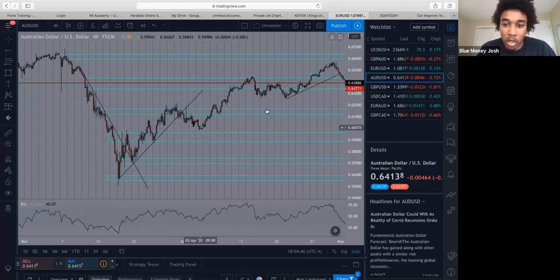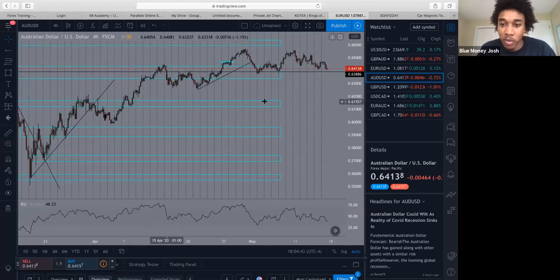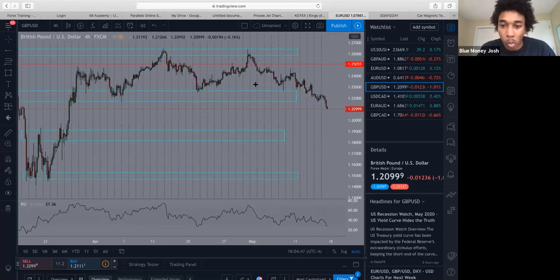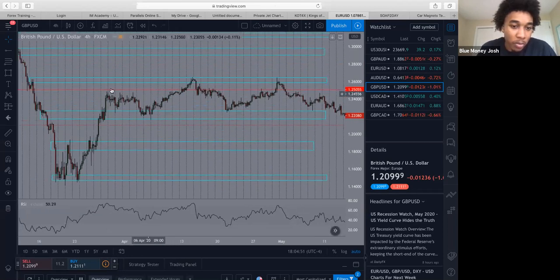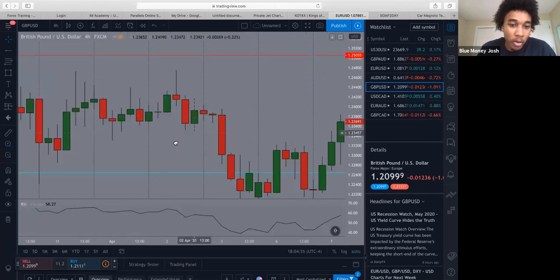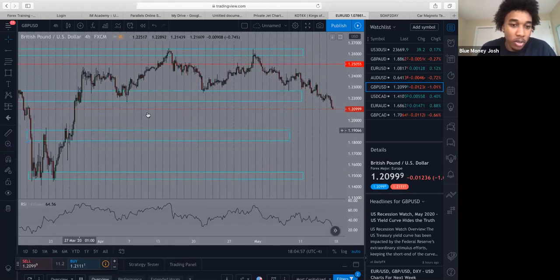If it's on the 4 hour, for example, let me see if I can find a clean one. Yeah, so for example, I actually like this example too. Right here, this is the 4 hour. Let me zoom out a little bit.